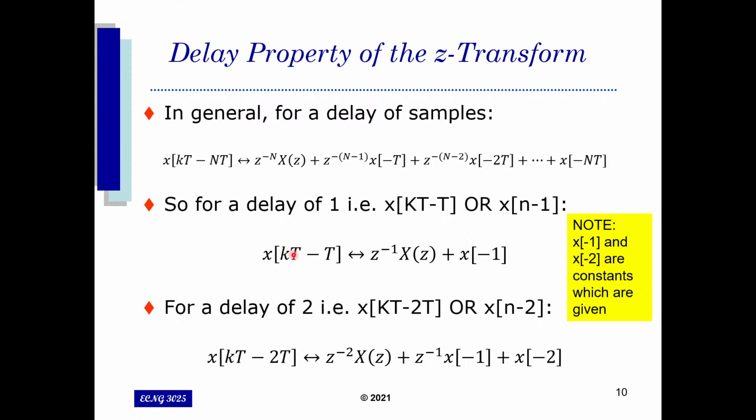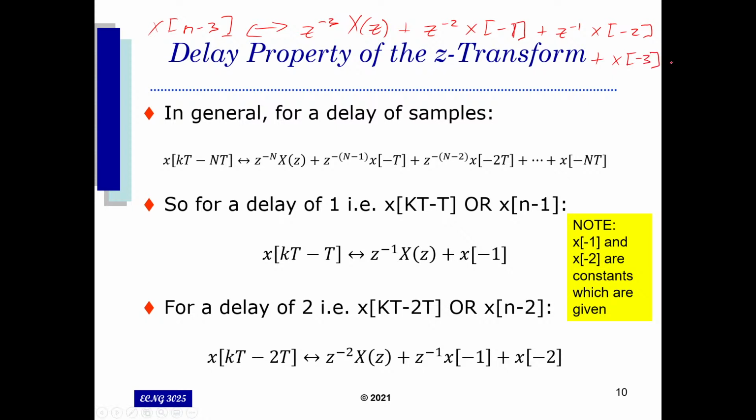So we can see here that this expansion has some sort of pattern that keeps on going. So let's say if I wanted to formulate an equation for x of n minus 3 to get our equivalent Z transform, that means it's going to be z to the minus 3 of x of z plus z to the minus 2 of x of minus 1 plus z to the minus 1 x of minus 2 plus x of minus 3.